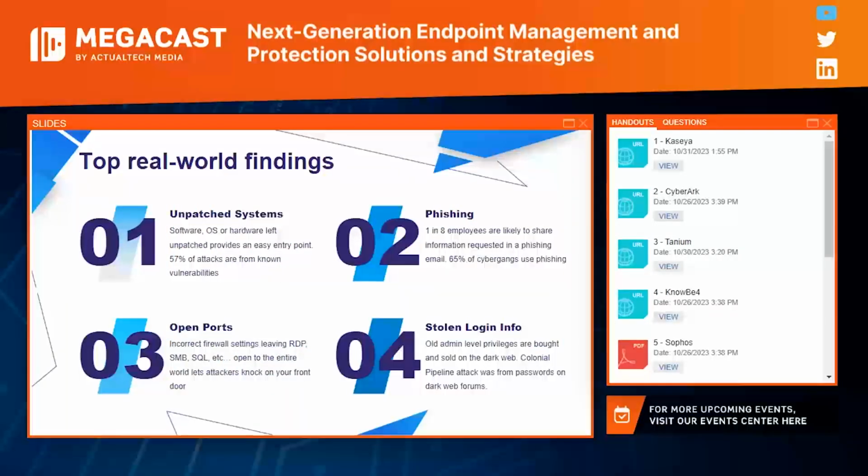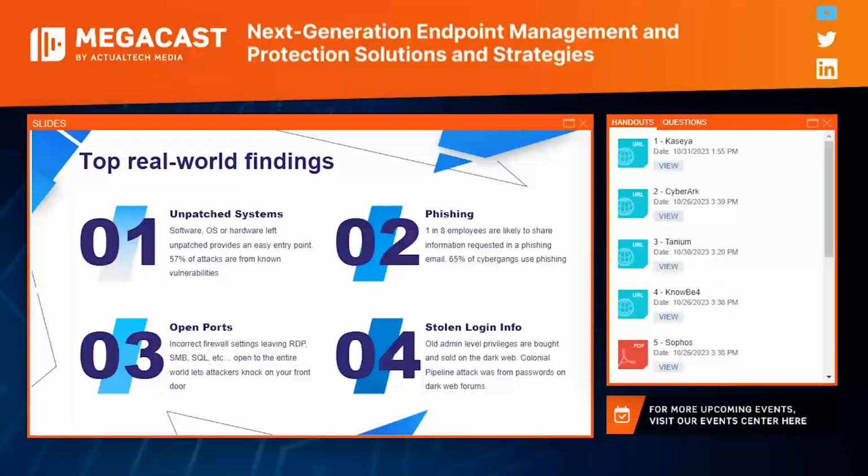Here's what we found. First, and honestly one of the most important and one of the least indexed on, is unpatched systems. Software, OS, and hardware provide an easy entry point for attackers. 57% of successful ransomware attacks are from known vulnerabilities, often solved vulnerabilities. And the idea that our business could just cease to exist because our rascally end users just refuse patches is devastating to me. You need tools that can handle that for you, fully automatic.